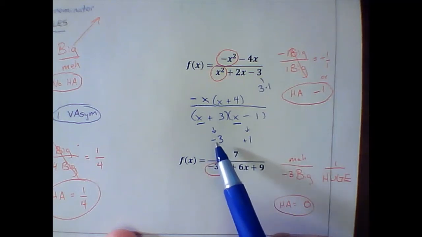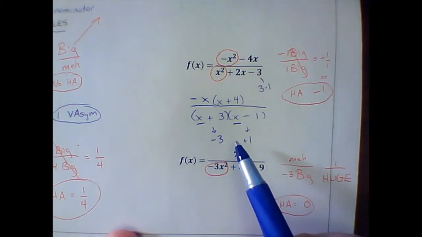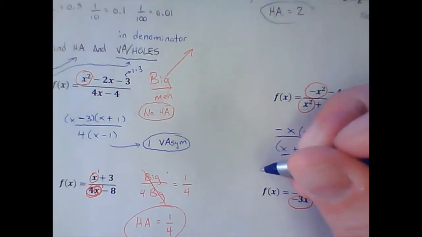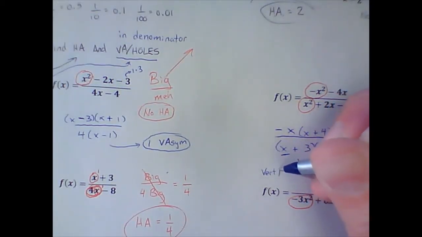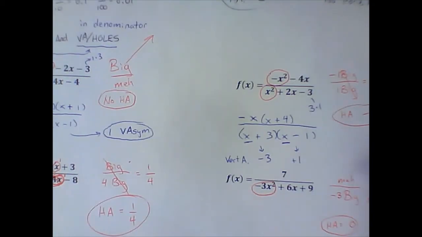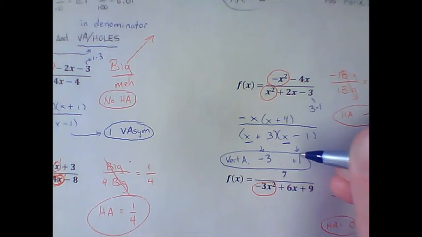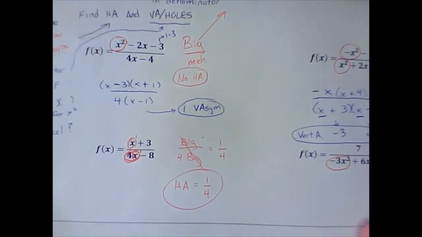Okay, the question is, how does it hiccup? Does it make a hole or does it make a vertical asymptote? Okay, nothing is canceling. If nothing cancels, it is a vertical asymptote. So giant canyon in the graph at -3 and 1.